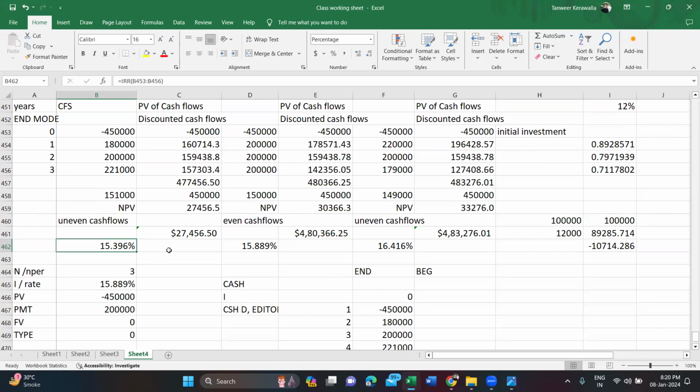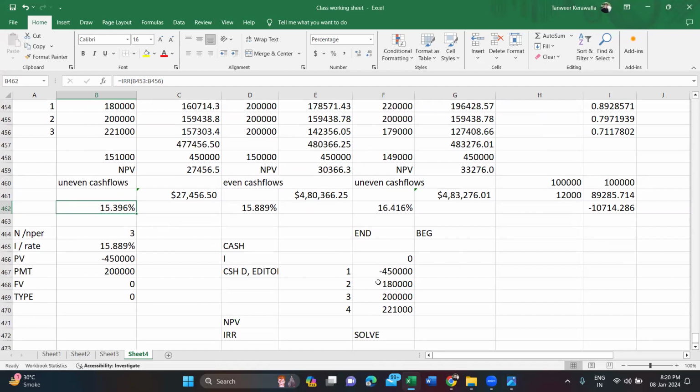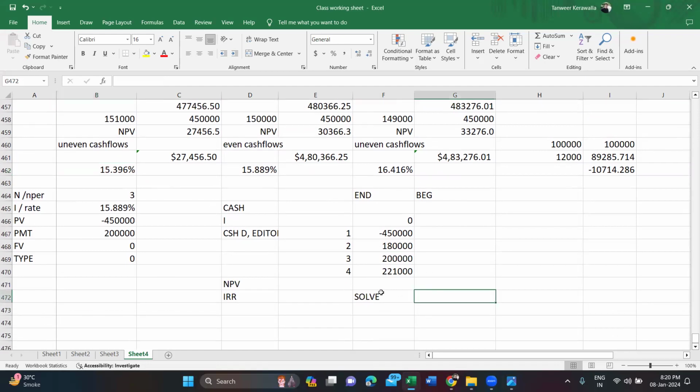15.396. 15.395666624 exactly. But the answer is 15.396%. So solve it, you'll get the answer here. 15.396%. That's your end mode computation.